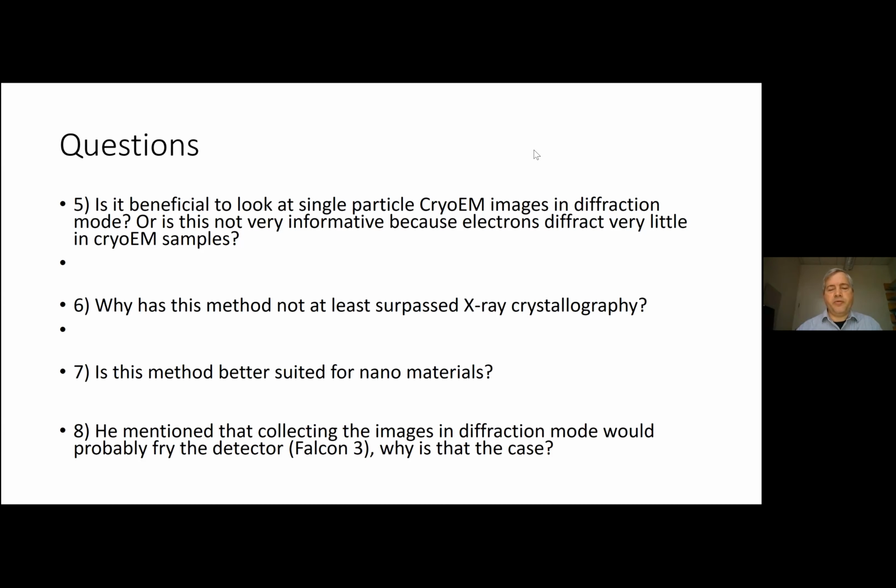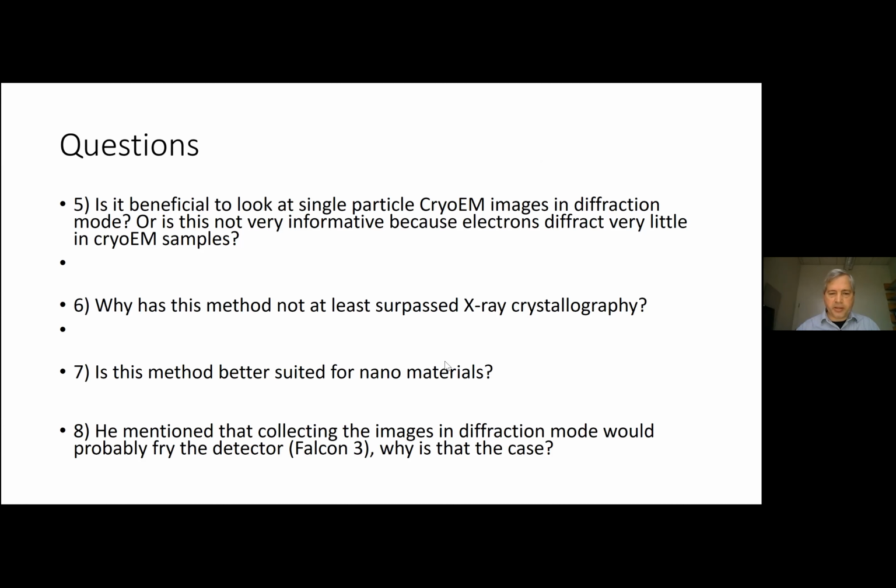This is better suited for nanomaterials. So I think MicroED is suited for smaller molecules. So say small proteins that are less than 50 kD and small molecules, peptides, things like that, where you can do ab initio phasing. So I think it's suited basically for things where you can get tiny crystals.